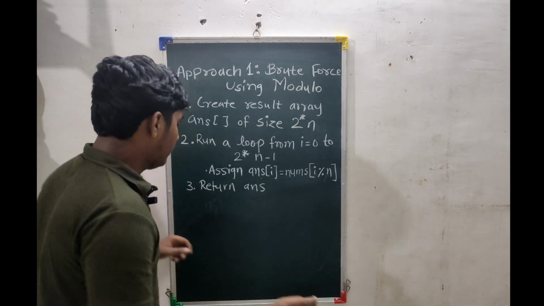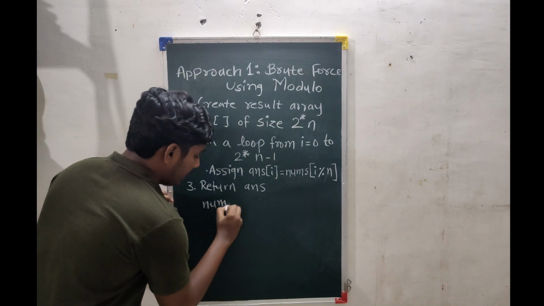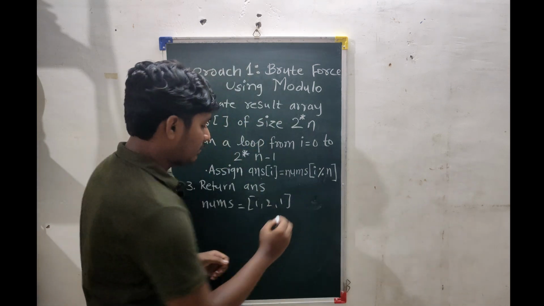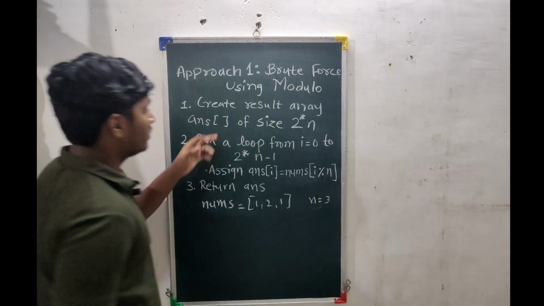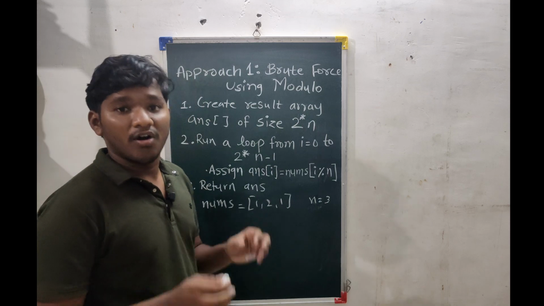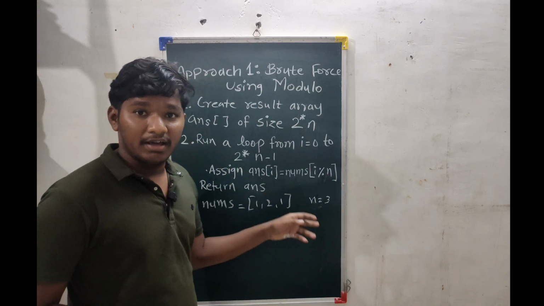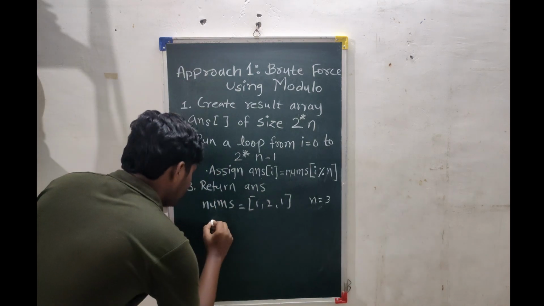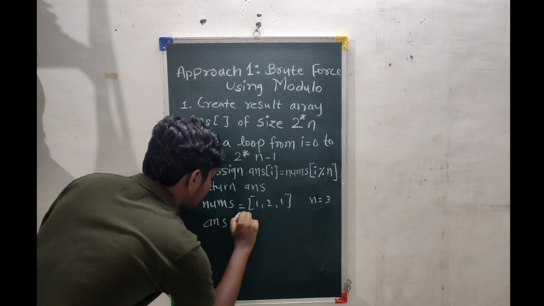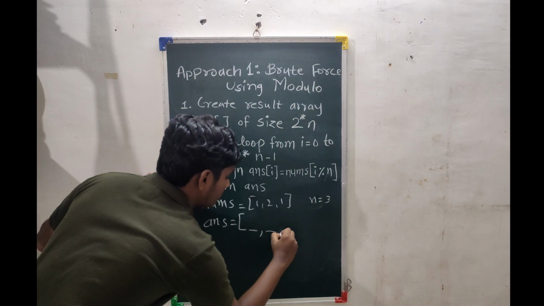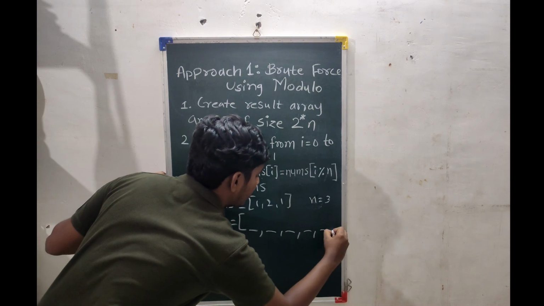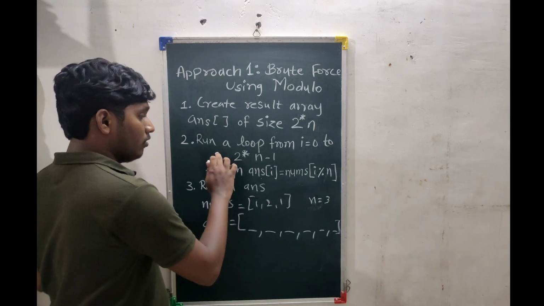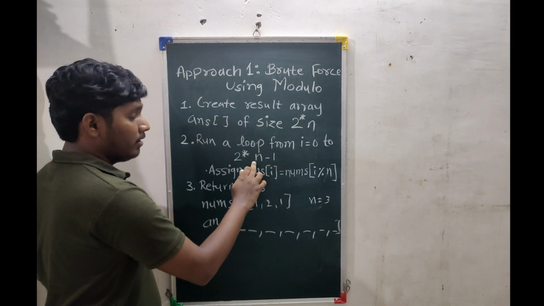So let's see an example. In input we are given an array 1 2 1 of length 3. So in the first step we have to create another array answer of length 2n, and here n is 3, so we have to create another array of length 6. In the second step we have to run a loop from i equal to 0 to 2n minus 1.